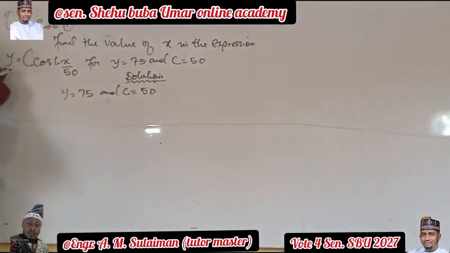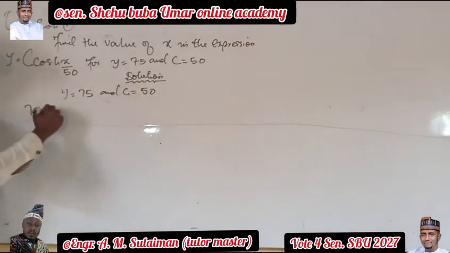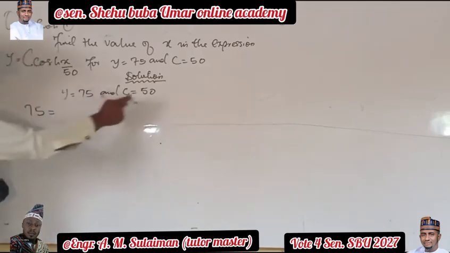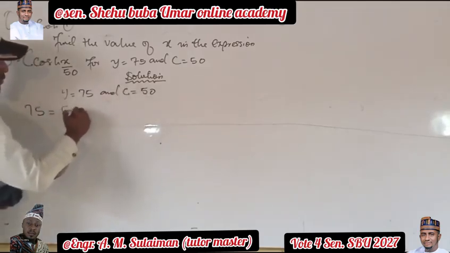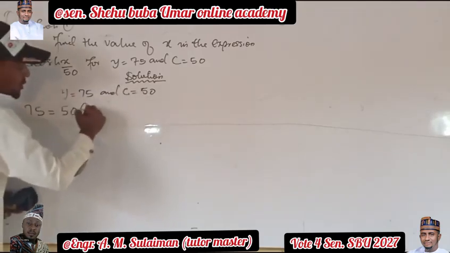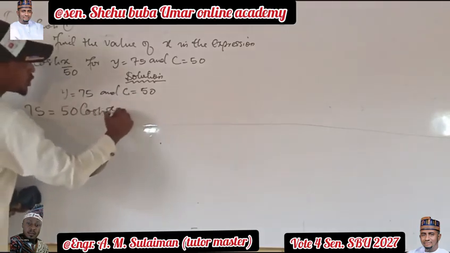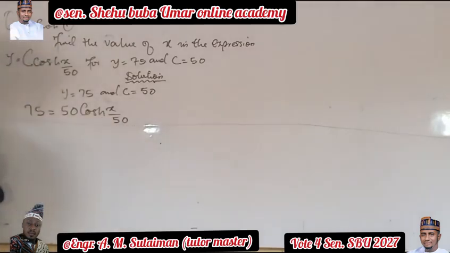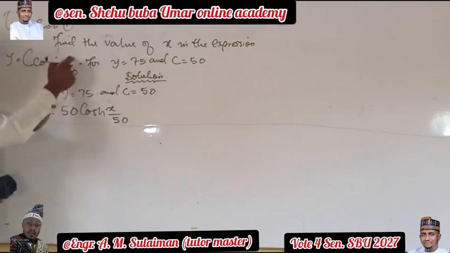In place of y here, we now put 75. So 75 equals c, which is 50, then cos x all over 50. In place of y, we put 75. C is now 50 based on the expression. Cos remains cos and x all over 50 remains x all over 50.